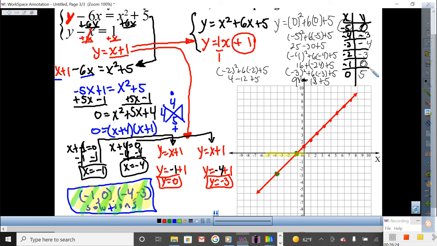Let's plot our points. Negative 5, 0. Negative 4, negative 3. Oh, snap. Negative 3, negative 4. Negative 2, negative 3. Negative 1, 0. Oh, snap. And 0, 5. From left to right.